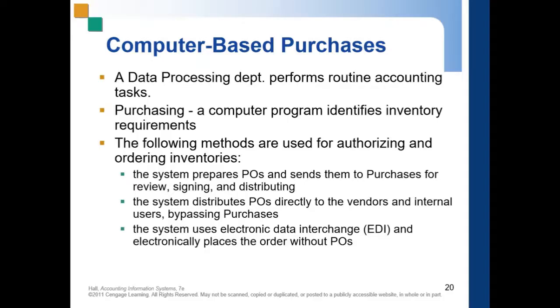distributing. The system distributes POs directly to the vendors and internal users, bypassing purchases. And then the system uses electronic data interchange and electronically places the order without POs. So, as you can see, pares sa siya to sa kato imuhang level of automating and re-engineering. And then, in here, the system already is doing most of the purchase function, or the function of the purchase department.